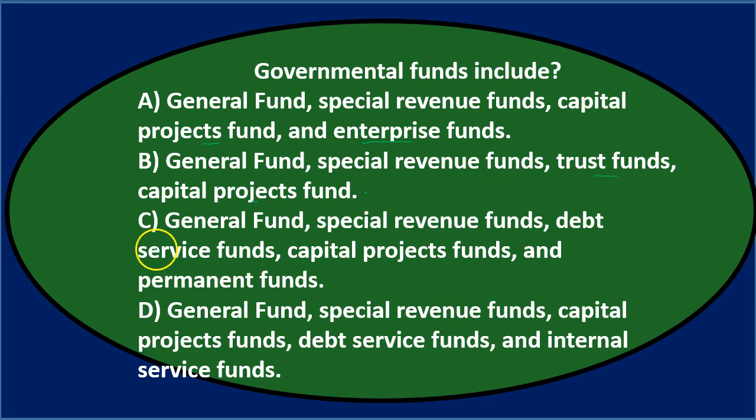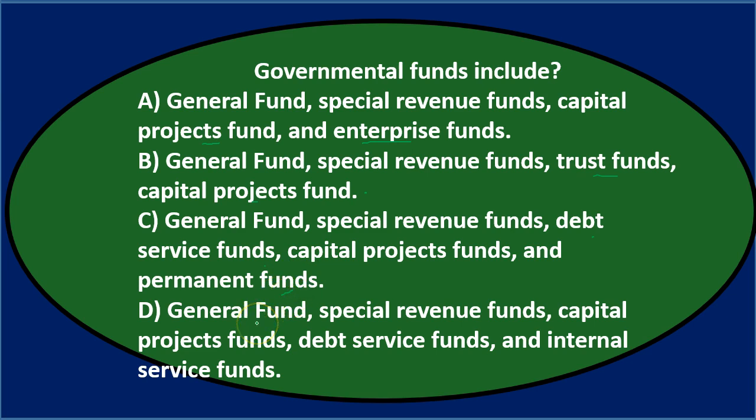So that one's in 2 of them. And then C says the general fund, special revenue fund, debt service fund. That's kind of a new one. Capital projects fund is now in 3 of them. That's kind of more of an indication that it's a legit one. And then the permanent fund, that's the first time I think we've seen the permanent fund.